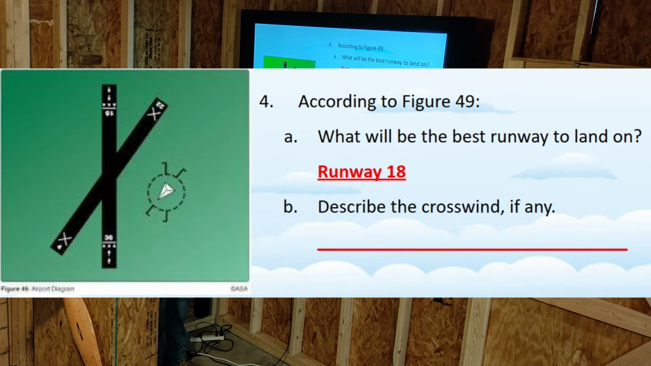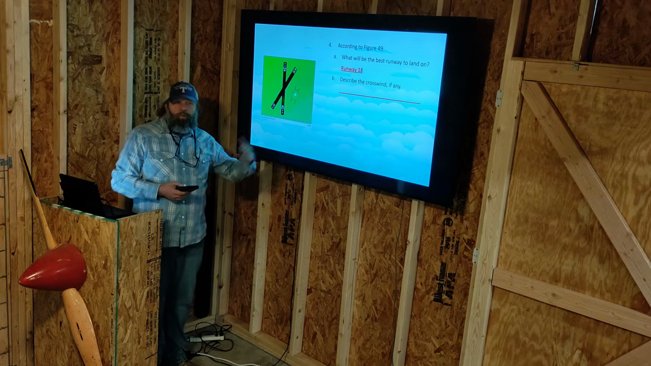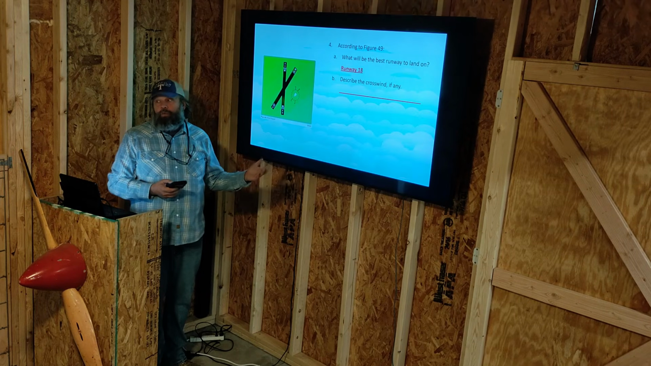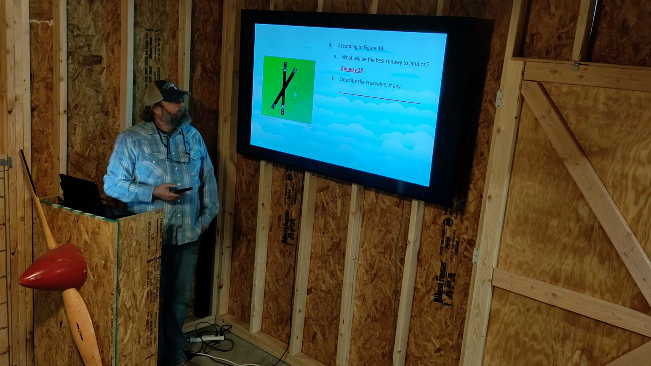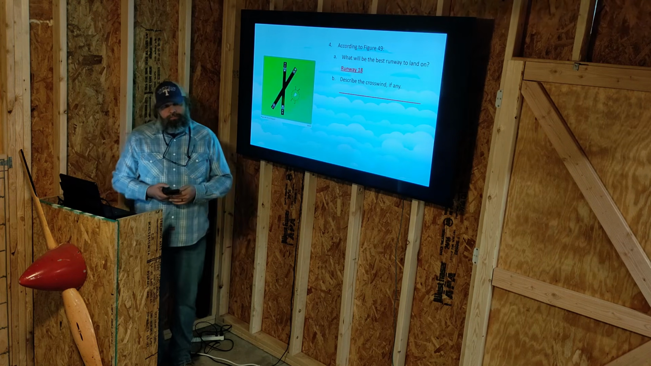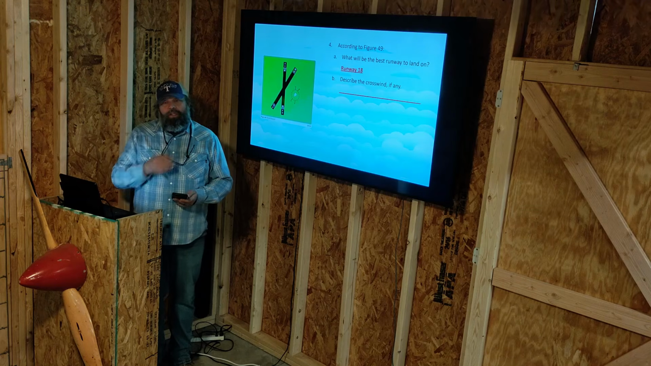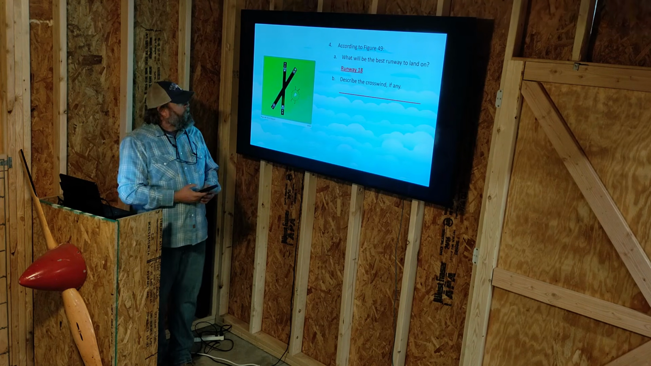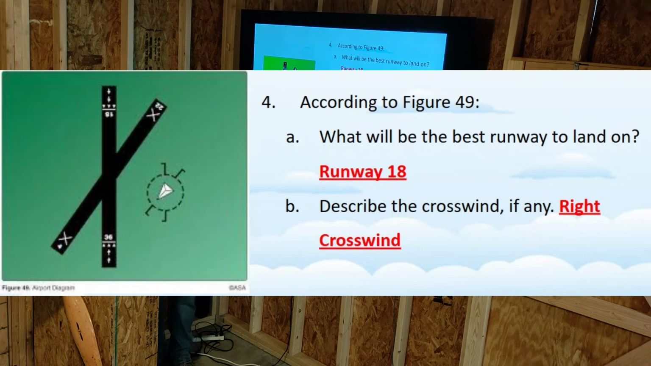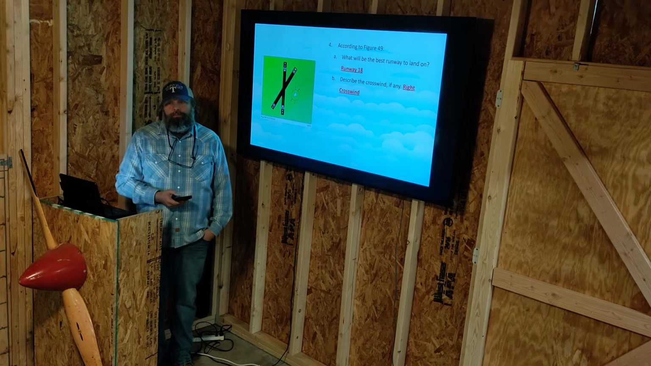All right, so landing on 18, describe the crosswind, if any. Not the name of the pattern leg, but the actual crosswind, the direction the wind's blowing relative to where the airplane is. It's coming at you at about a 45 degree angle, from the right. So you are landing on runway 18 with a right crosswind.